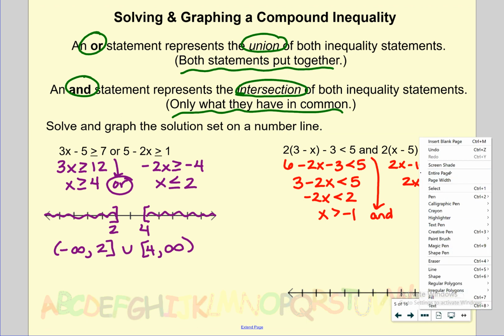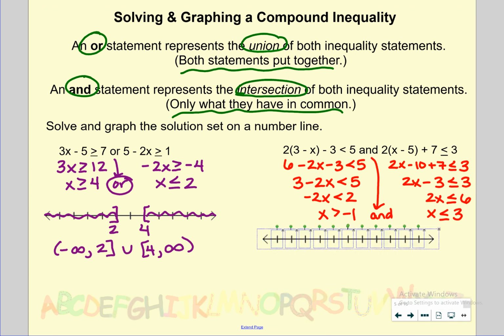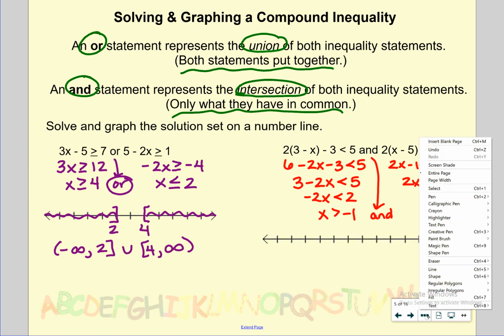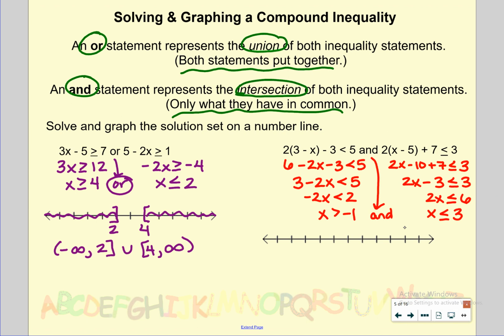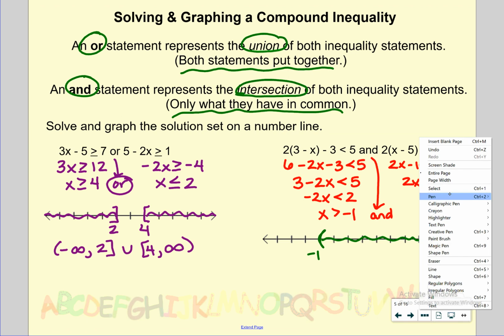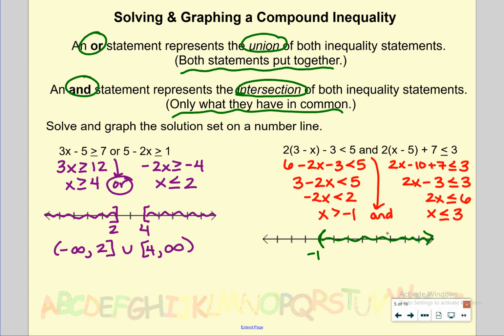All right, and then, hold on, let me see here. Where'd my little pen go? There it goes. All right, so let's graph these. x greater than negative 1: I would find negative 1. It's greater than, not equal to, so it's a parenthesis, and it's going to open to the right, like so. x less than or equal to 3 is wherever 3 is on here. Bracket, and shade to the left.